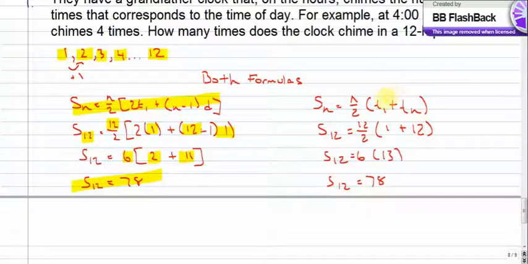Now let's use the second formula. Sn, oh, that's supposed to be an n, that's the second formula. We know that it's again 12 hours, so we put 12 over there. And we know the first and the last term of the sequence. It chimes the first time when it's 1 o'clock, and it chimes last time when it's 12 o'clock. So we just add 1 plus 12 gives us 13. 12 divided by 2 gives us 6, for a final answer of 78 again.